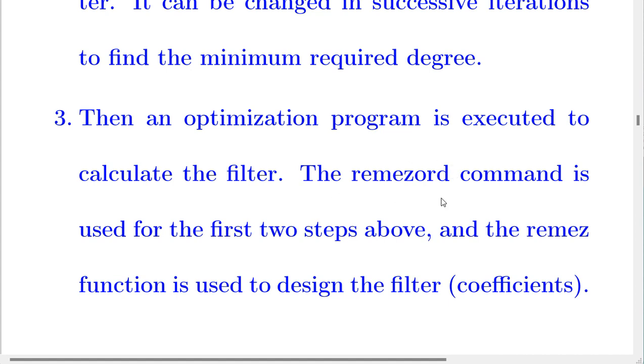The Remez command is used for the first two steps above, and the Remez function is used to design the filter coefficients. Of course, in newer versions of MATLAB, you need to use PM instead of Remez, and for this part, Remez is substituted by PM, FIRPM in MATLAB. Okay?